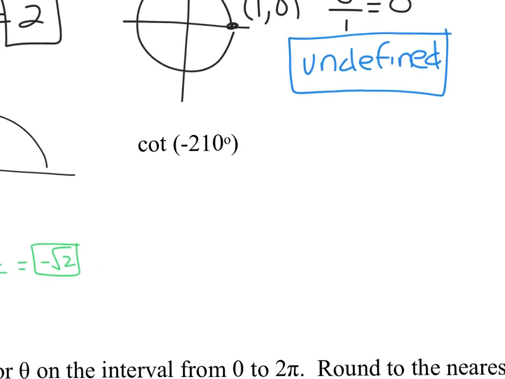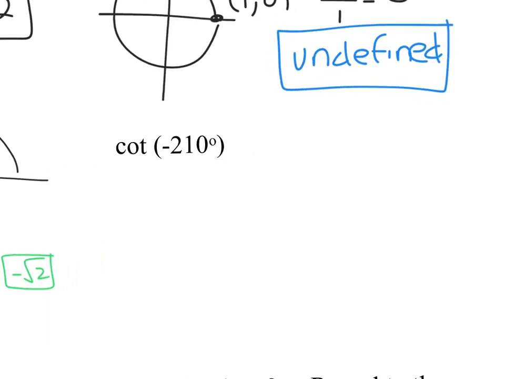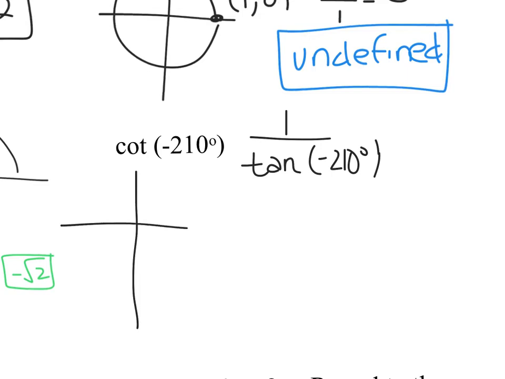And then the last one in this set, the cotangent of negative 210, is going to be 1 over the tangent of negative 210. So I'm going to do the tangent of negative 210. So tangent of negative 210 is going to go 30 degrees up. So this is 30. That's going to be my reference angle. And then this is going to be positive 1/2, and this is going to be negative root 3 over 2.